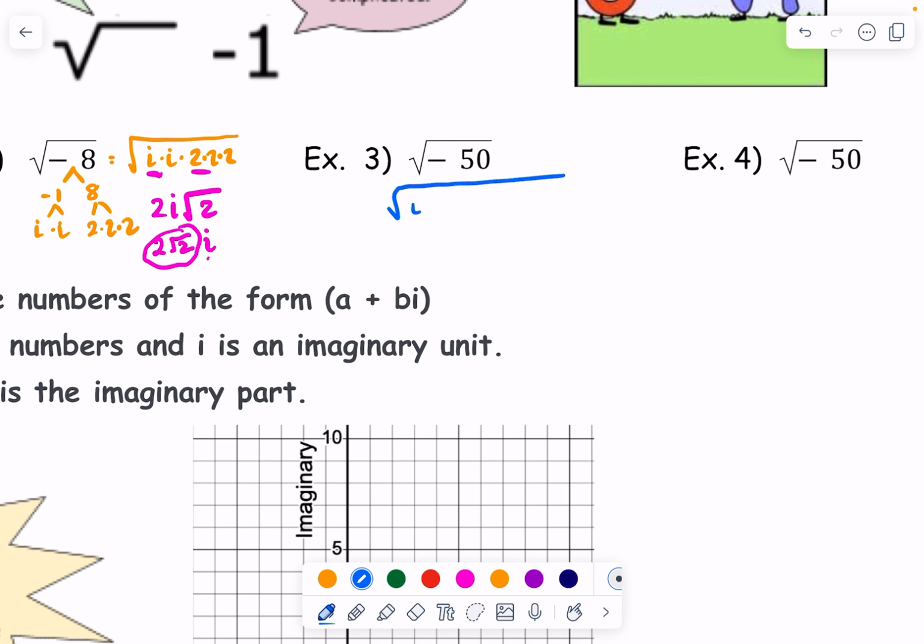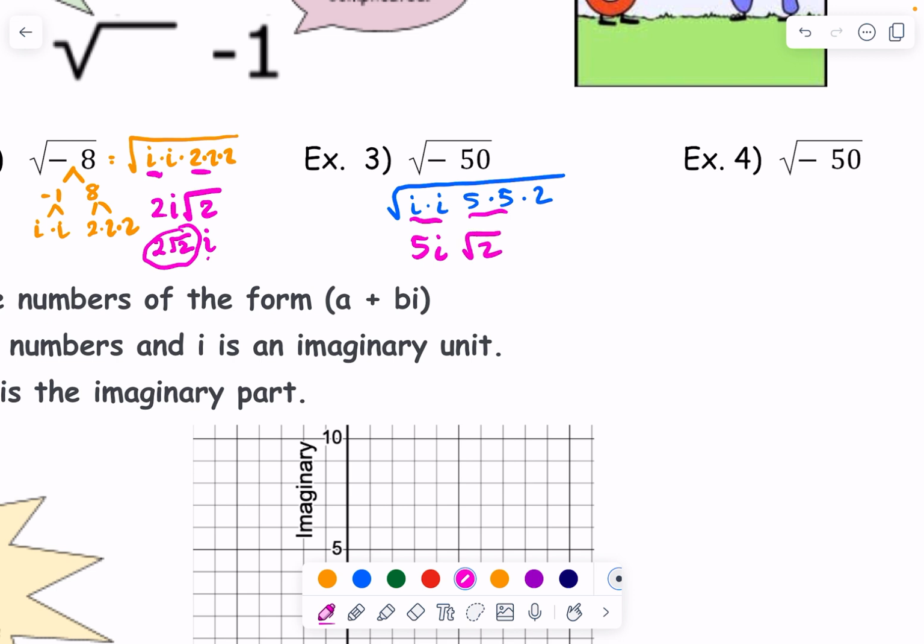-50. So this is i times i. That'll take care of the -1. And then we have 5 times 10, which is 5 times 5 times 2. So we will be able to take an i and a 5 out and be left with the square root of 2.